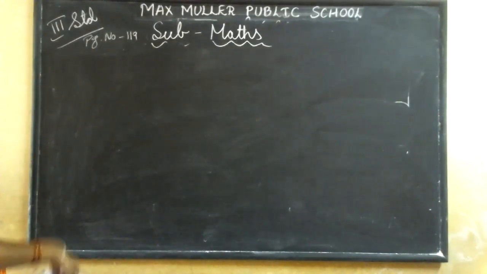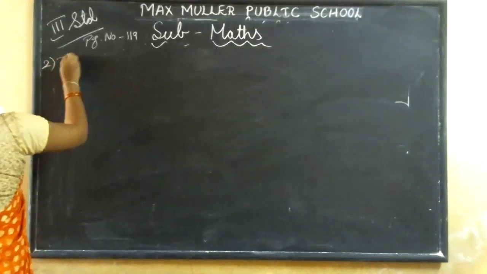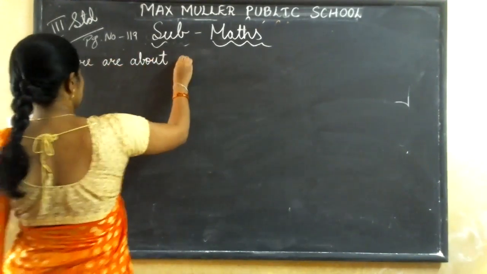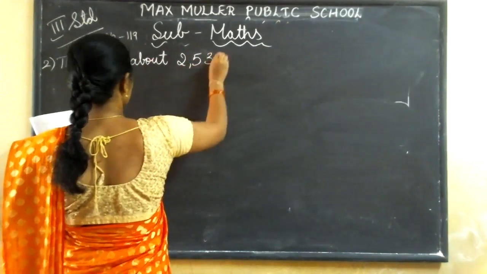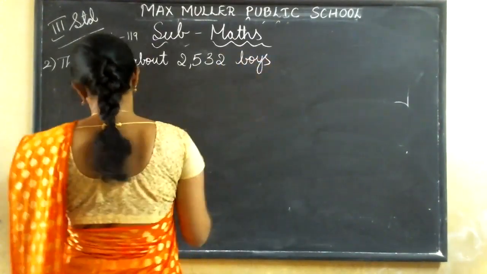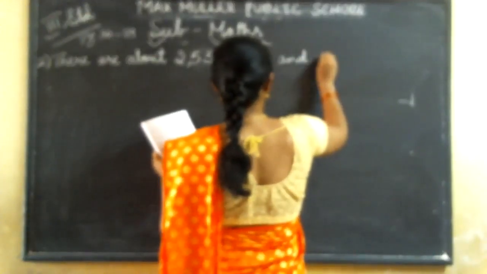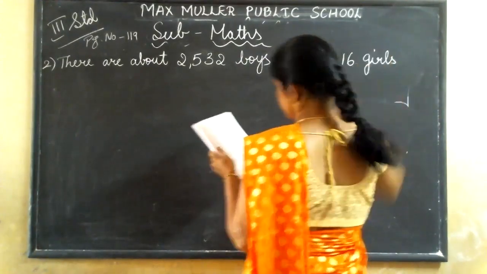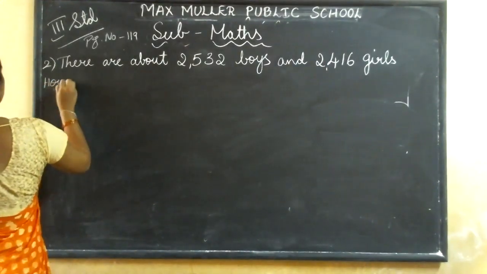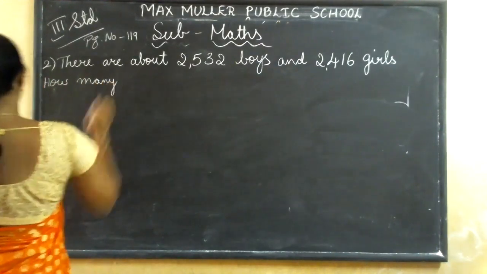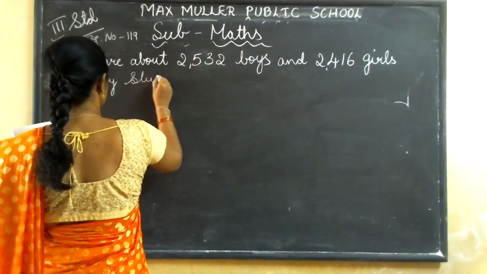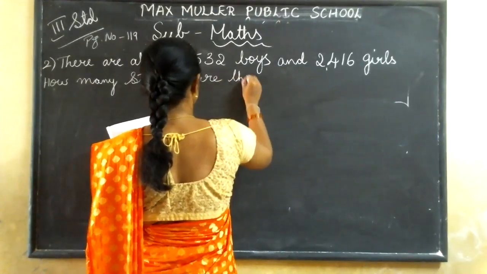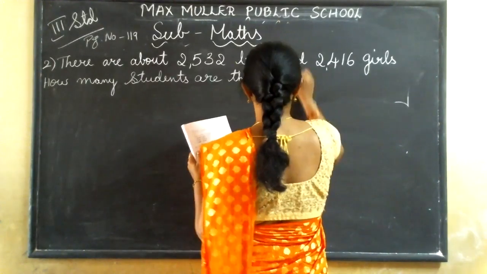The second problem: there are about 2,532 boys and 2,460 girls. How many students are there altogether?